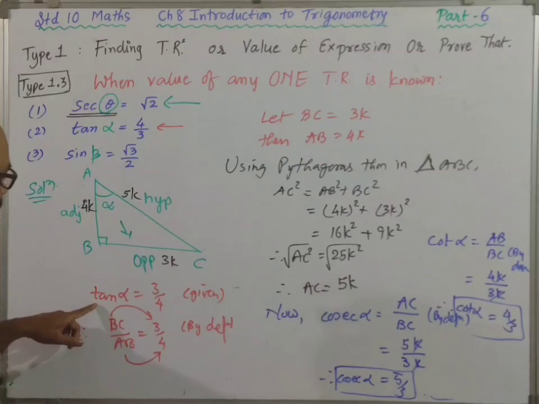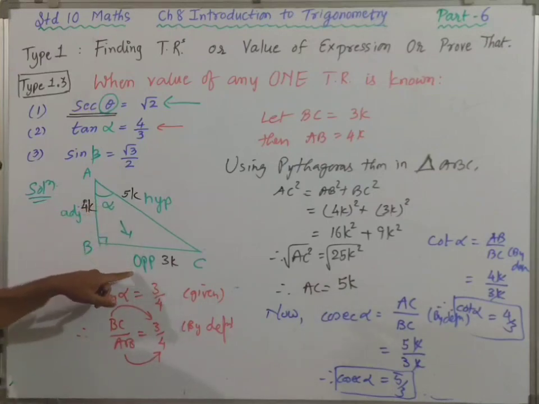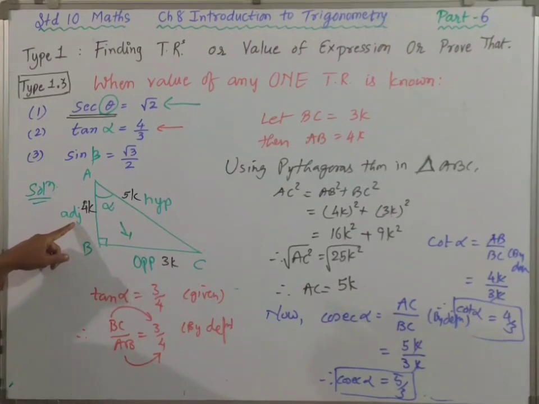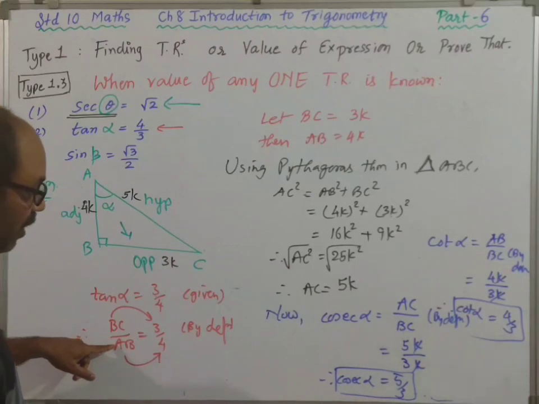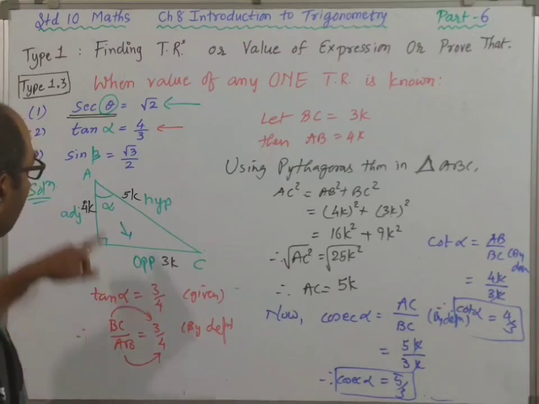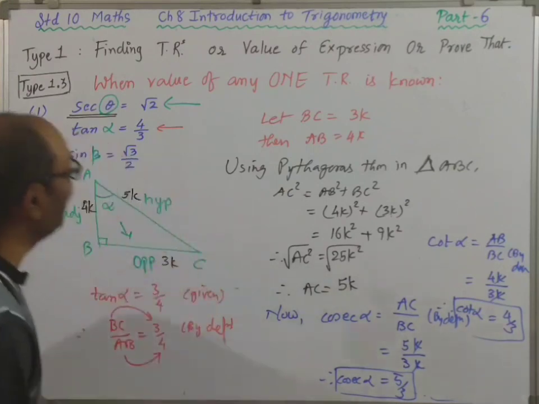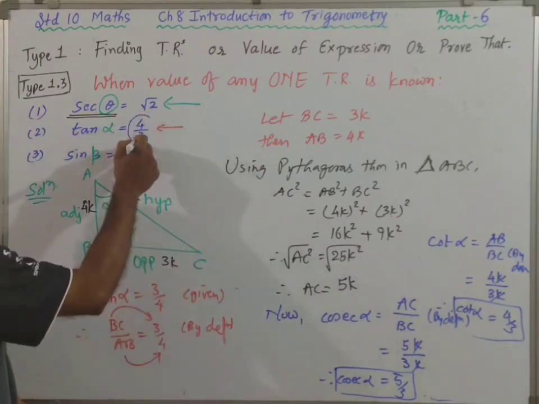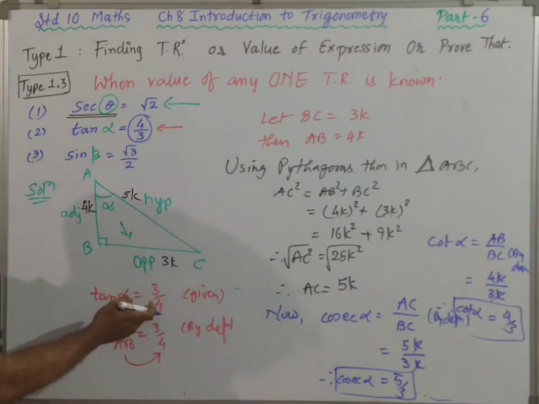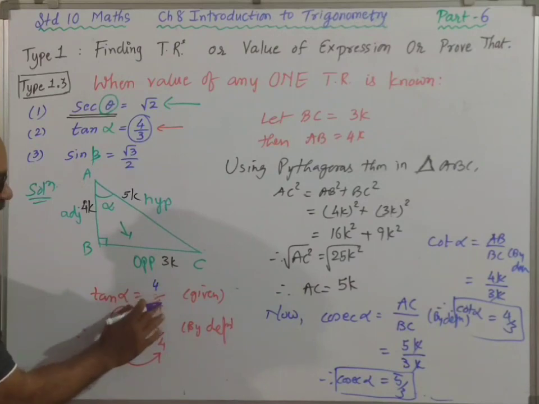Tan alpha is opposite upon adjacent. That is true. So where are we going wrong? Tan alpha is 4 upon 3. Okay, children, I've made a mistake here. It's 4 upon 3 and I wrote 3 upon 4. Alright, I'll change it quickly.